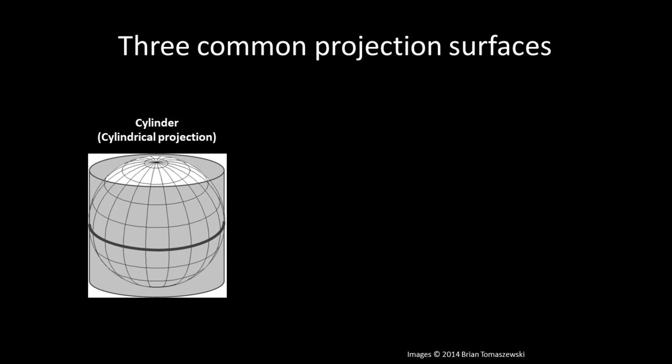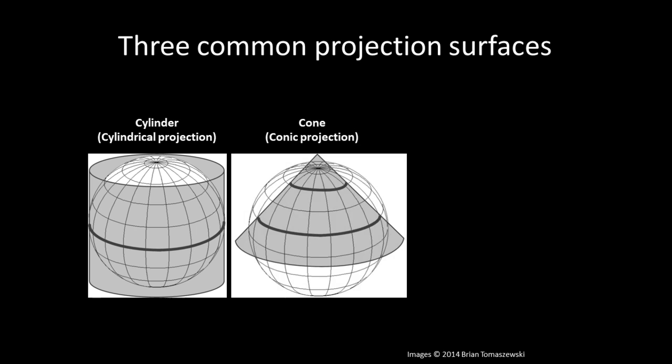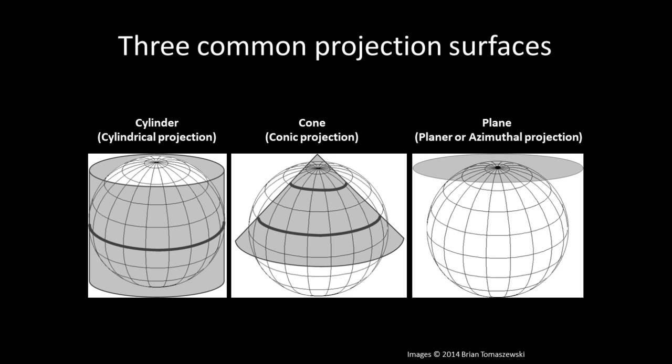All map projections are based on three common projection surfaces: the cylinder projection surface, used for cylindrical projections. In this case, the projection surface is tangent or in contact with a single point or line of the globe. The cone projection surface, used for conic projections. In this case, the projection surface is secant with the globe, or cutting intersecting through the globe. The plane projection surface, used for planar or azimuthal projections. In this case, the projection surface is tangent with the globe.